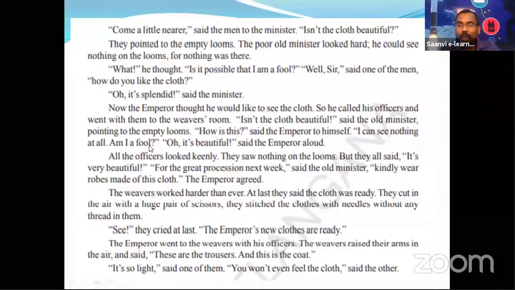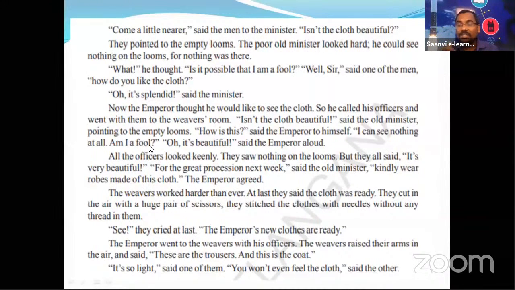So next week, what is going to happen? There is a procession. During that procession, the old minister said to the emperor that you should wear this cloth. Actually, there was no cloth on the loom. The weavers were just pretending. They were just acting like they were making the cloth. So the old minister said that there is a great procession next week, so kindly wear robes made of this cloth. The emperor agreed. The weavers worked harder than ever.